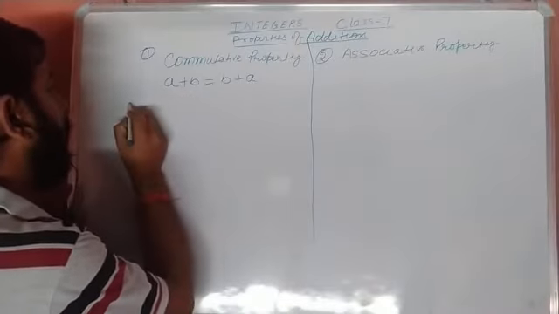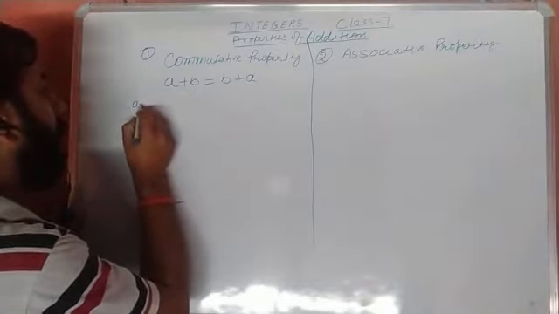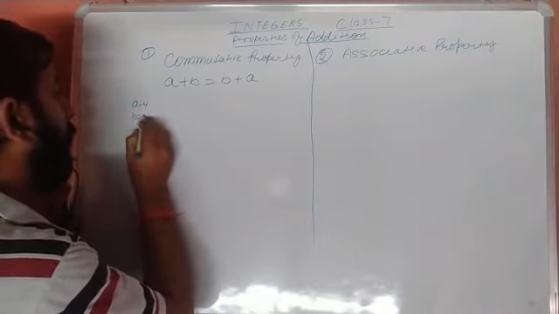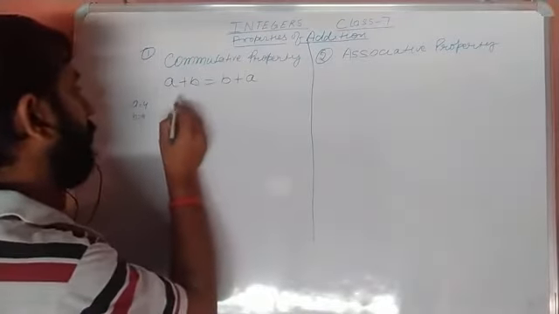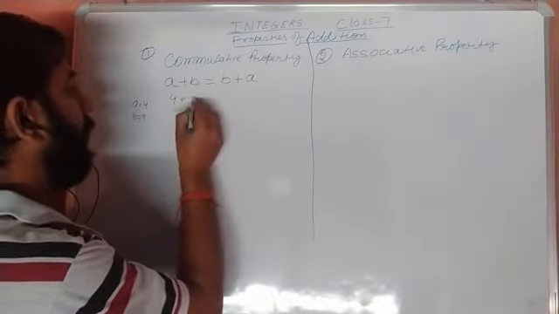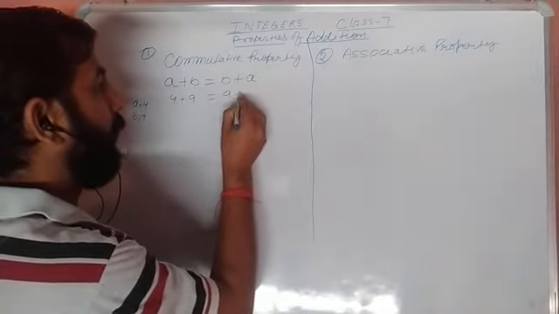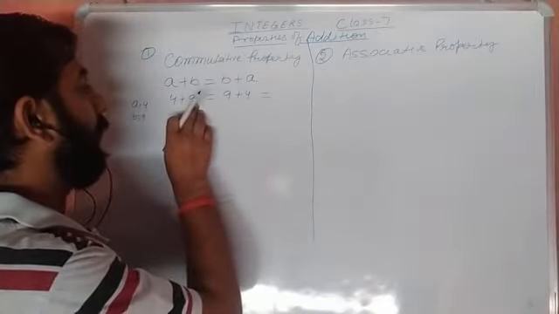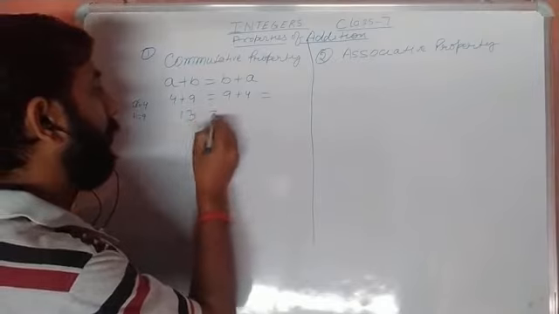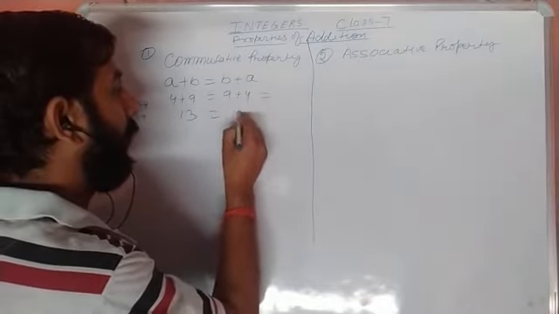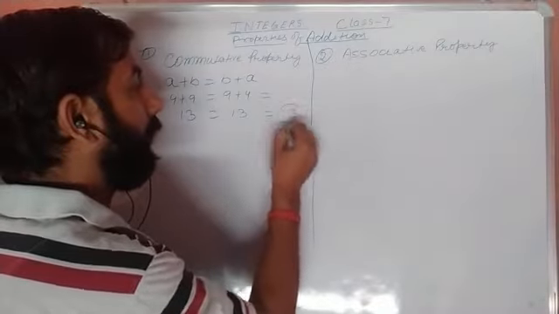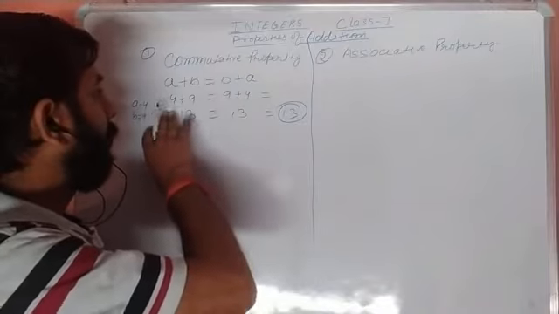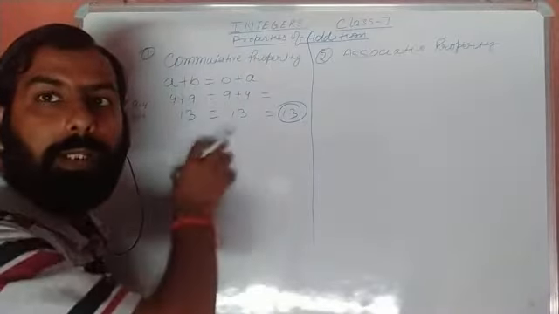Suppose A is 4 and B is 9. So A plus B, 4 plus 9, equals 9 plus 4. The result will be the same. 4 plus 9 is 13, and 9 plus 4 is 13. The result will be 13, the same. Now both the integers were positive.